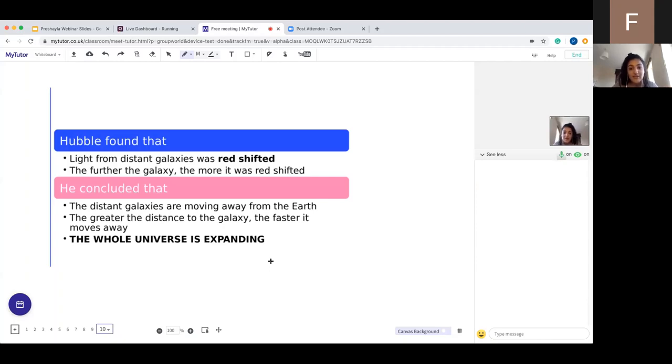And the greater the galaxy was away, the faster it was moving. So we know that the universe must be expanding. This was the evidence that Hubble gave for the universe expanding.